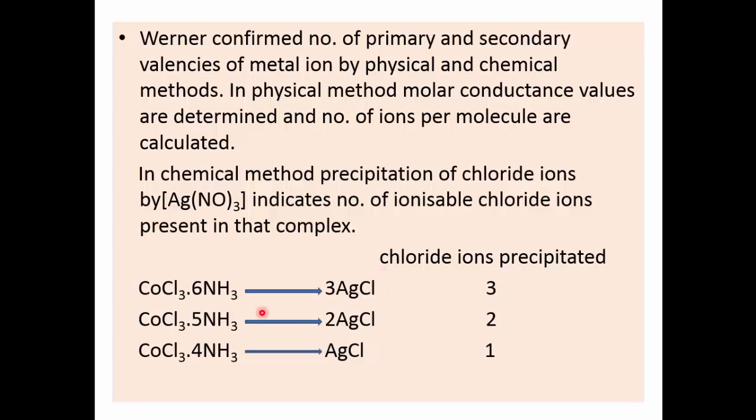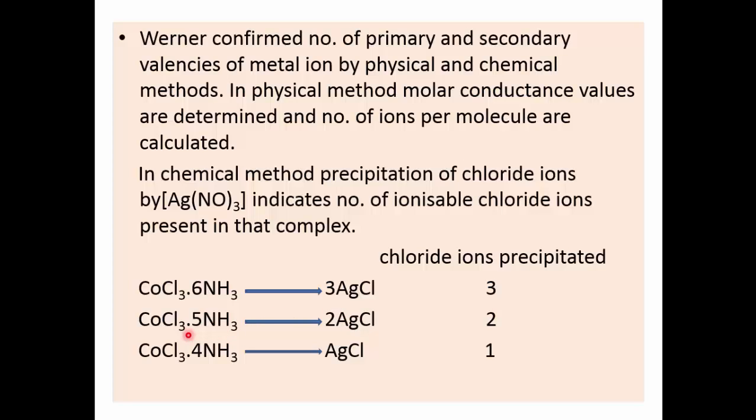Let us see here. This is the first formula, CoCl3·6NH3. When this is reacted with silver nitrate, it is found that 3 chloride ions are precipitated. That means these 3 chloride ions are ionizable. They act as primary valencies. When they jump inside the square bracket, what happened?